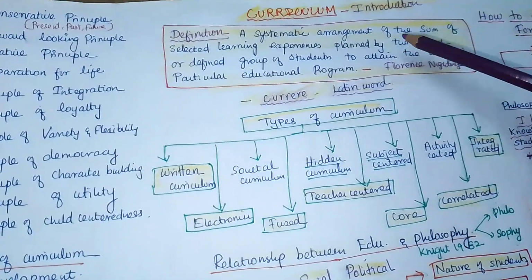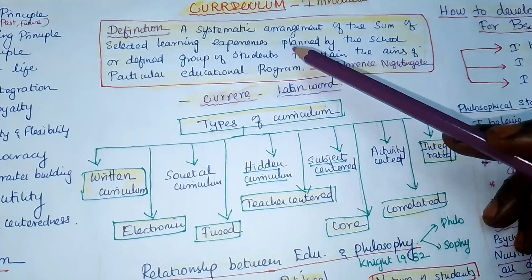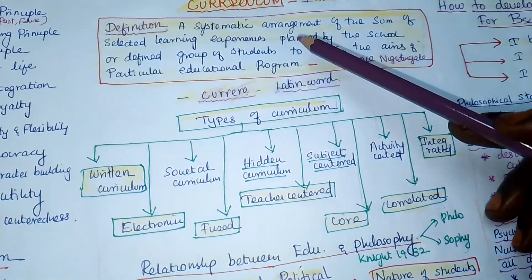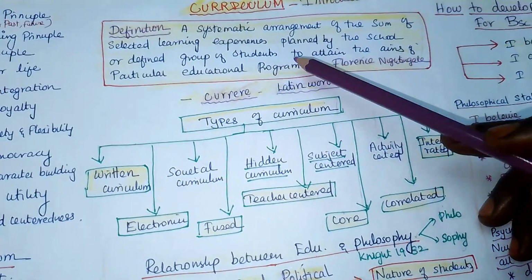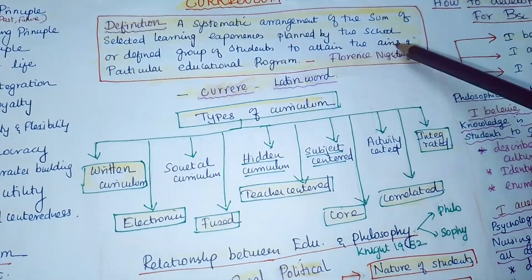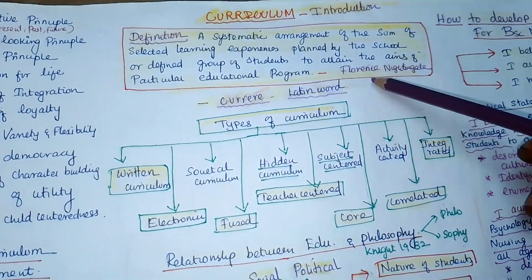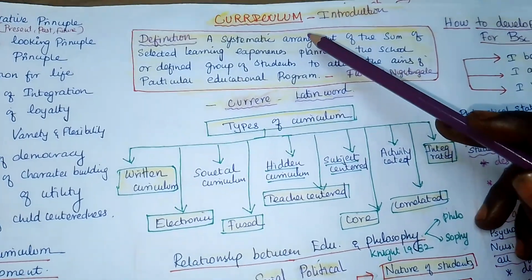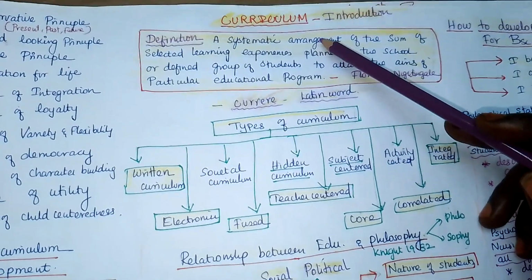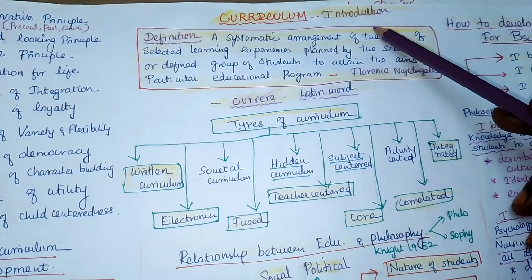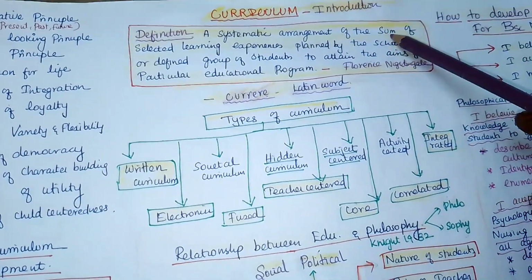The curriculum is a systematic arrangement of some, or some of the total, selected learning experiences planned by the school or a defined group of students to attain the aims of particular educational programs. What is the key word? It is systematic. If you take a nursing curriculum, it is systematic. Theory, afterwards, it is a practical curriculum. So, theory into practice.